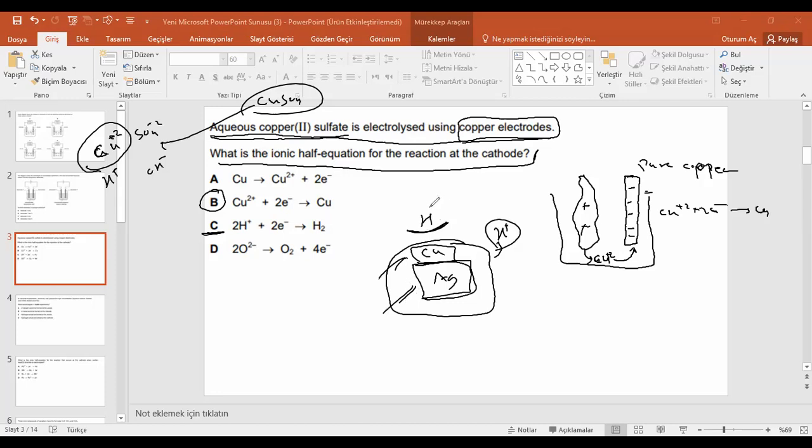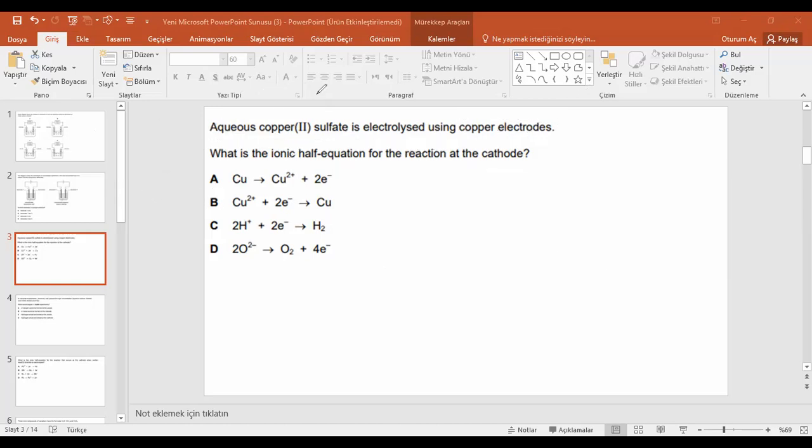The other metals, if they are found with hydrogen ions, are not likely to be reduced. For example, if you have Zn, Fe, K, Na, all of these ions will not be reduced if they are found with H+. Anyway, the correct answer here is B. Let's move to the next question.